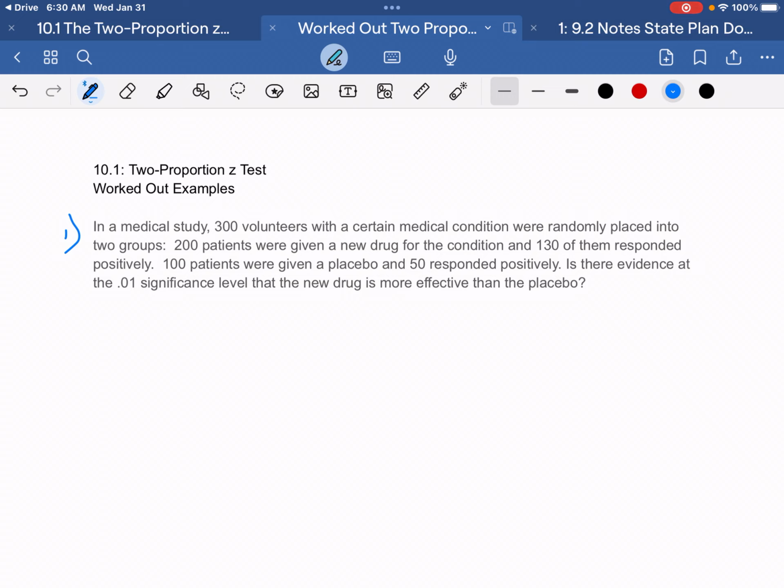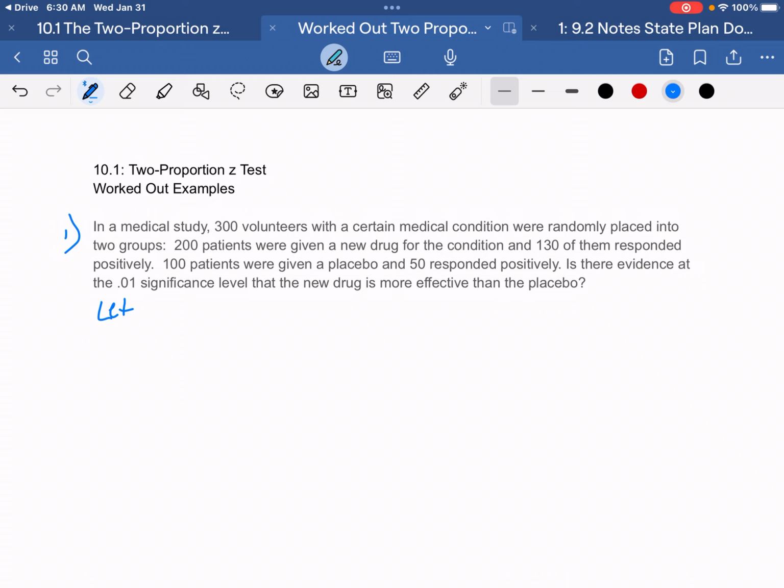In a medical study, 300 volunteers with a certain medical condition were randomly placed into 2 groups. 200 were given a new drug, and 130 of them responded positively to the new drug. Okay, 100 patients were given a placebo and 50 responded positively. Is there evidence at the 0.01 significance level that the new drug is better than the placebo? Okay, so I could say this for the state phase.